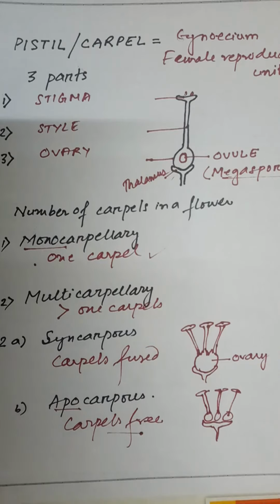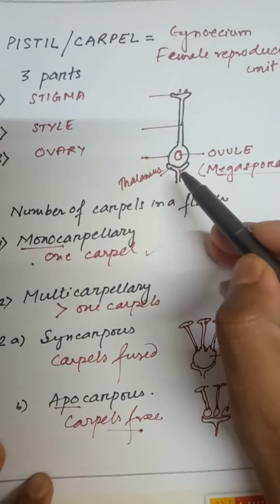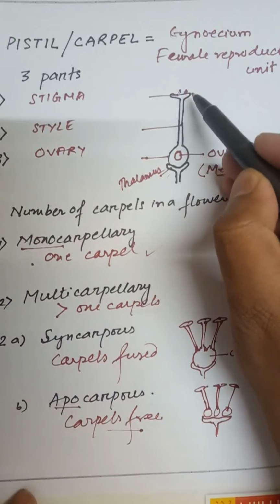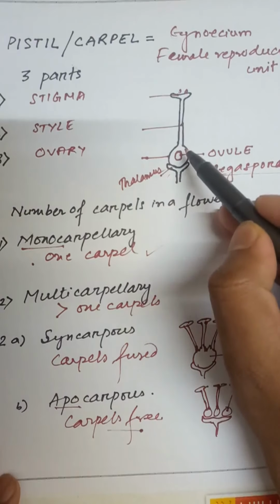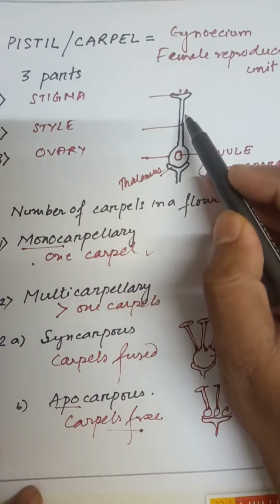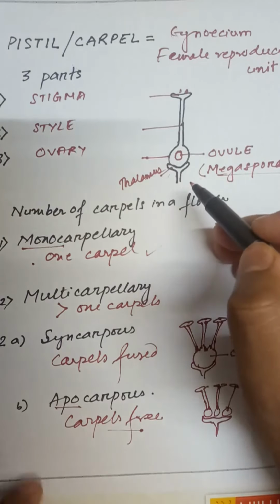Now you know that a typical pistil has three parts, very simple to understand. What are they? The stigma, style and ovary. The stigma acts as a landing platform for the pollen grains, and a long style connects the stigma with the basal part, that is the ovary, which is bulging. And all these three structures rest upon this cup-shaped structure that is called thalamus.